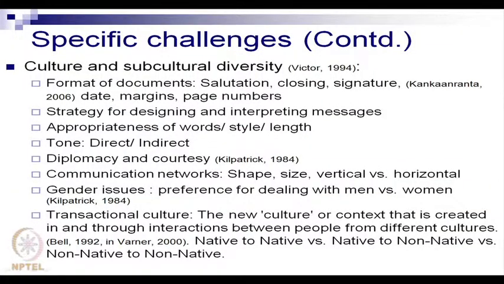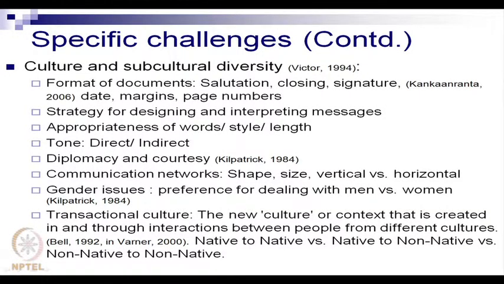Gender issues, preference for dealing with men versus women. Who do you prefer to deal with? In some cultures, men prefer to deal with men, especially where written communication or even oral communication is concerned. They feel uncomfortable dealing with women. In other cultures, similarly, women will feel more comfortable dealing with women. And in other cultures, it's neutral. I don't care who's on the other side. As long as the tone is the same, I really don't care who's responding to my message. But it can be an issue.